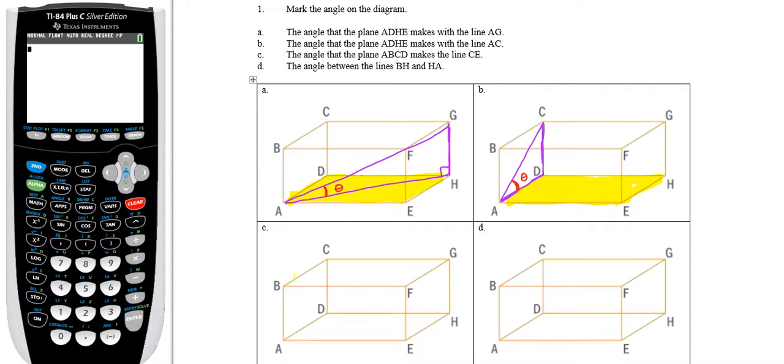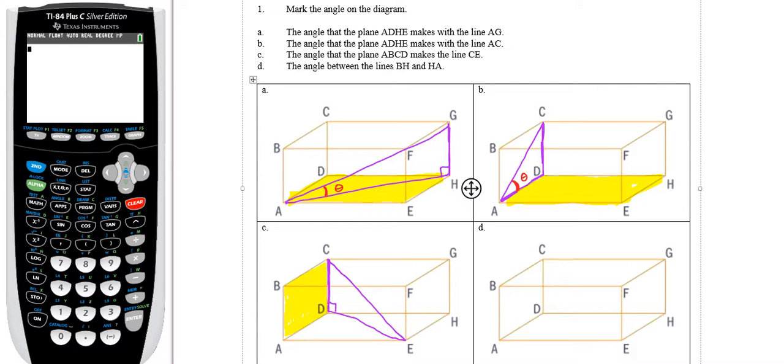The third one now switches it up to look at the plane ABCD, which is the one on the side of the prism here. And we're interested in the angle that that plane makes with the line CE. So we're going to come down from C to E. We're going to make a triangle with the third vertex at D. So we're going to draw that along there.